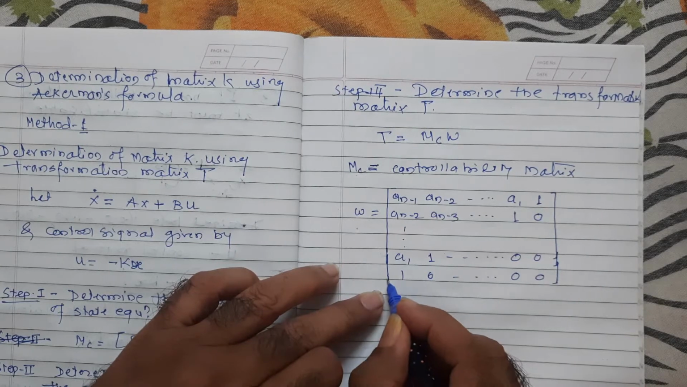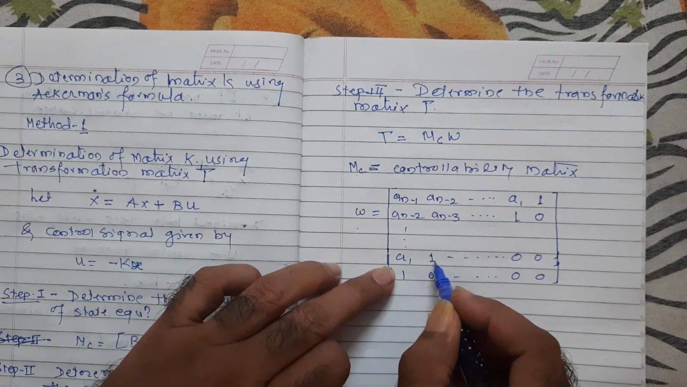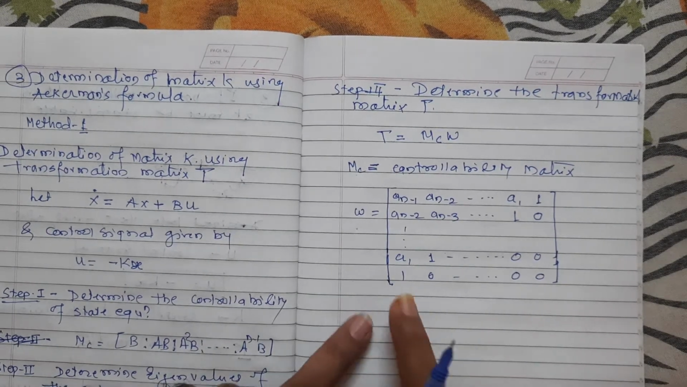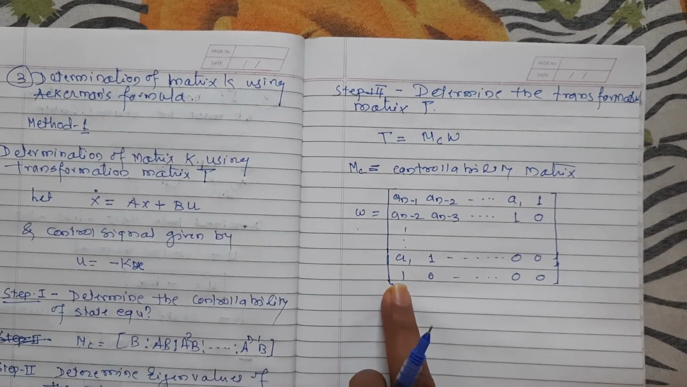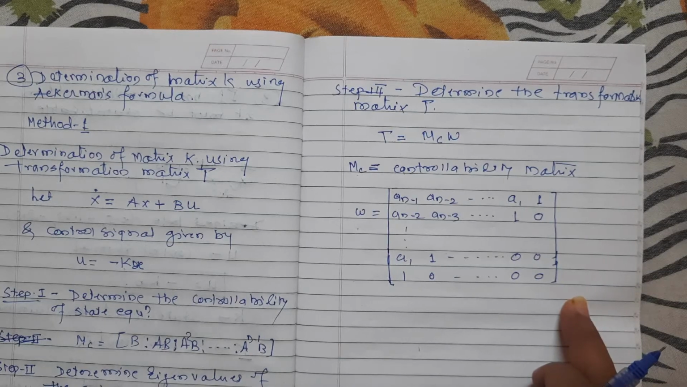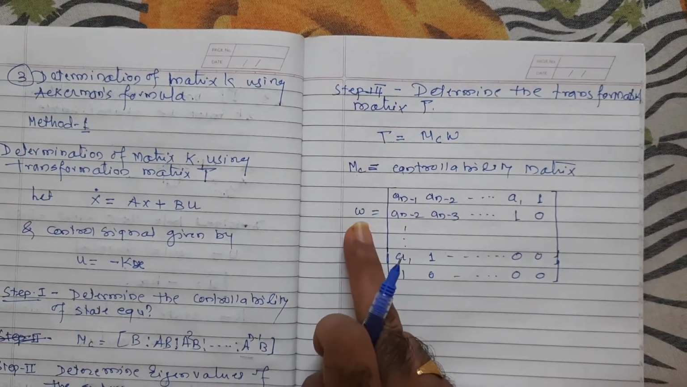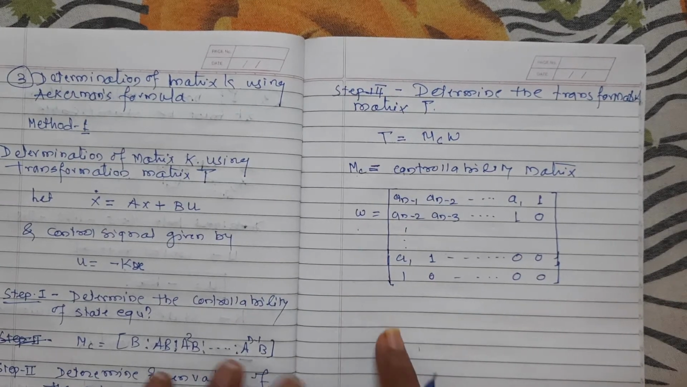The last but one row becomes a1, then the next one is 1, and all the elements are 0, 0, 0. In the last row, the first element becomes 1 and the rest of the elements are 0, 0, 0. All the positions become 0, 0, 0. So this way we get the W.